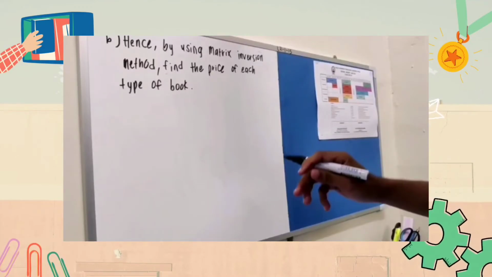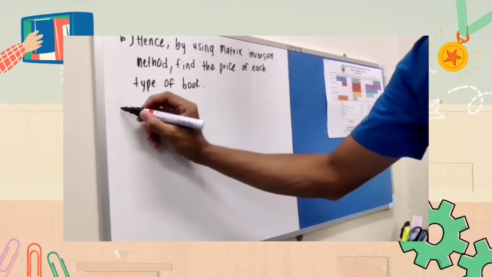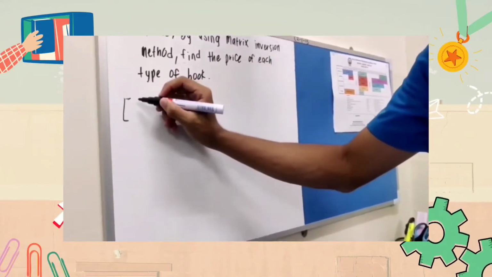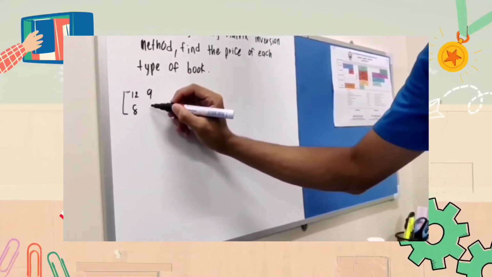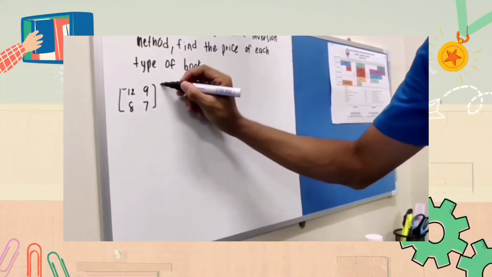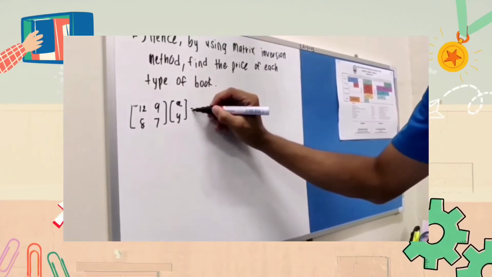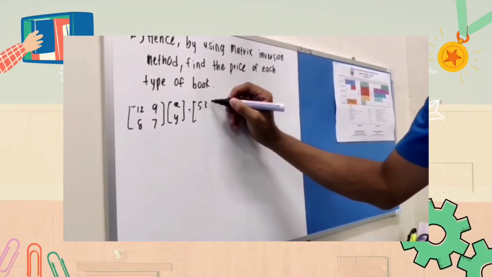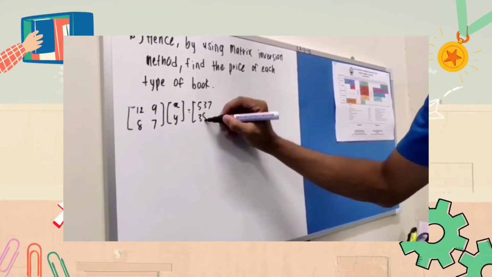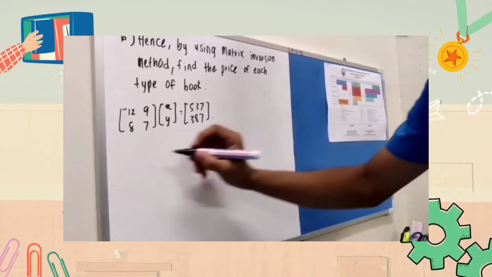We must, using the matrix inversion method, find the price of each type of book. Okay, we write down the numbers: [12, 8; 9, 7] multiplied by [x; y] equals [537; 387]. Okay, next we want to find the determinant.